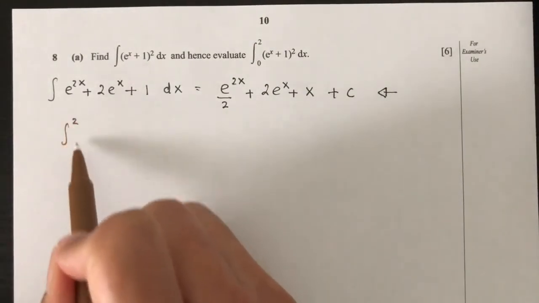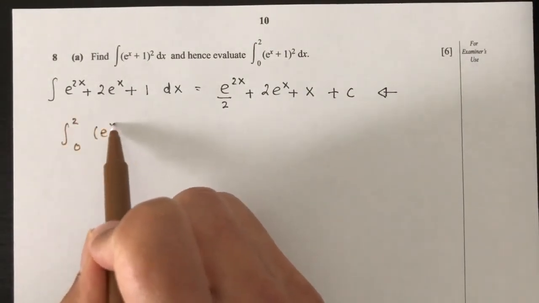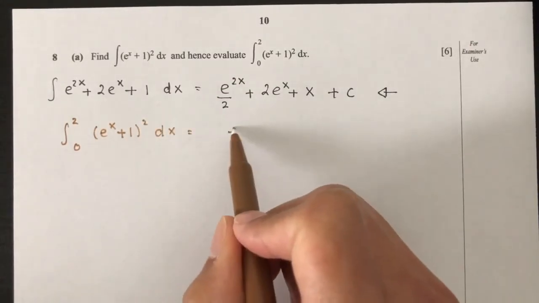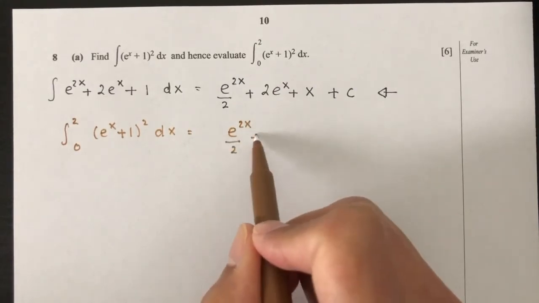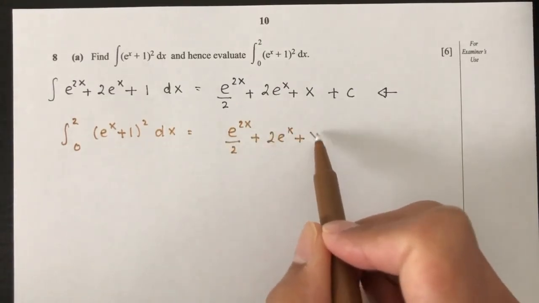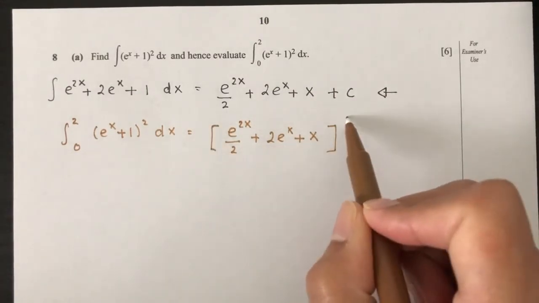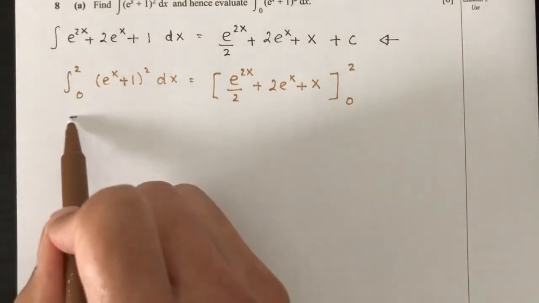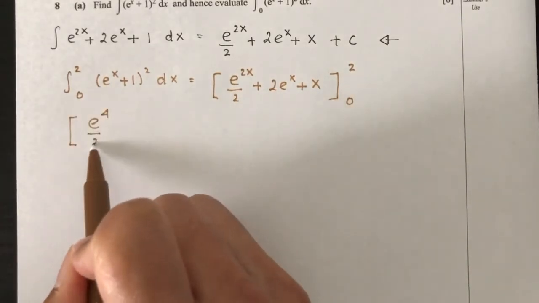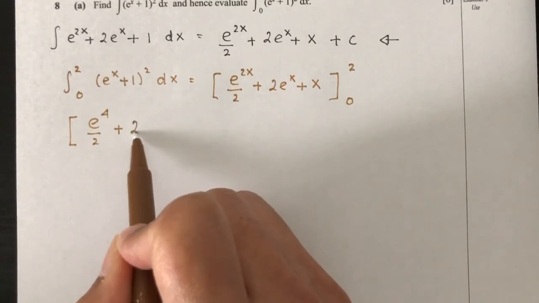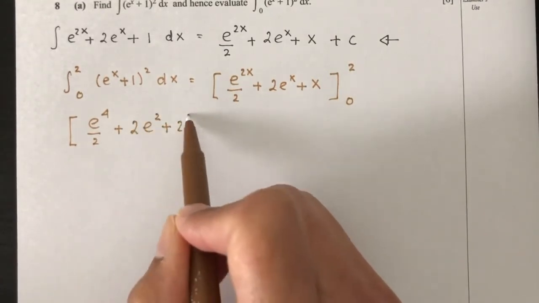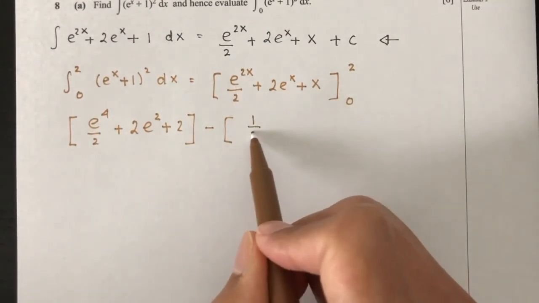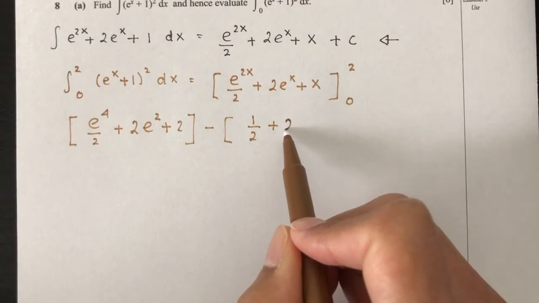And hence using that value to find this one. The integral of e power x plus 1 squared dx will be the same thing, which is e power 2x over 2 plus 2 e power x plus x, between the limits of 2 and 0. So first replace the value of x by 2. You will have e power 4 over 2 plus 2 e power 2 plus 2, minus 0. That will become exponential 0 will be 1, over 2 plus 2 plus 0.